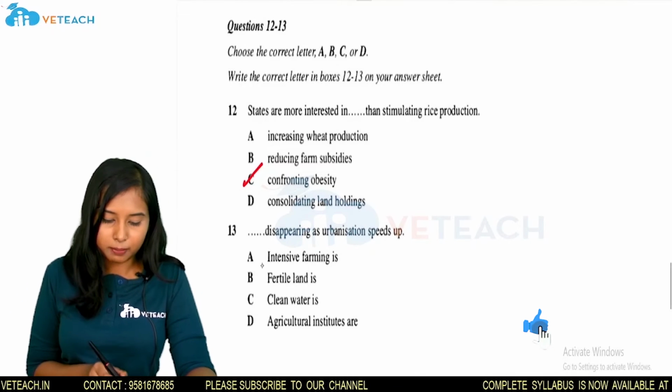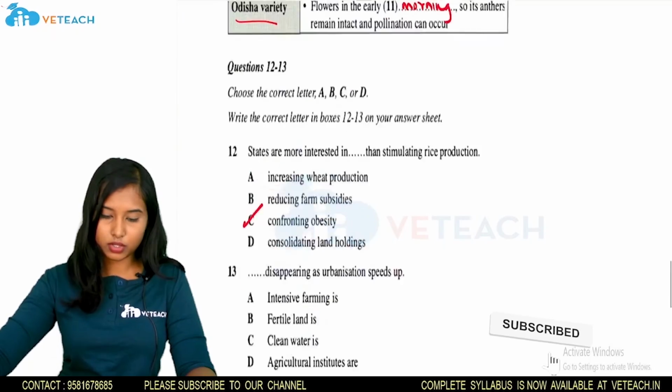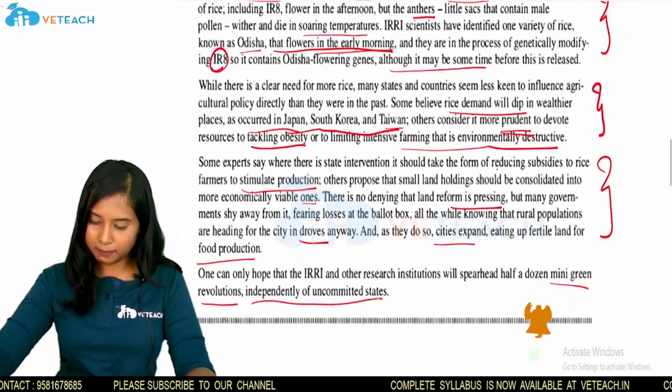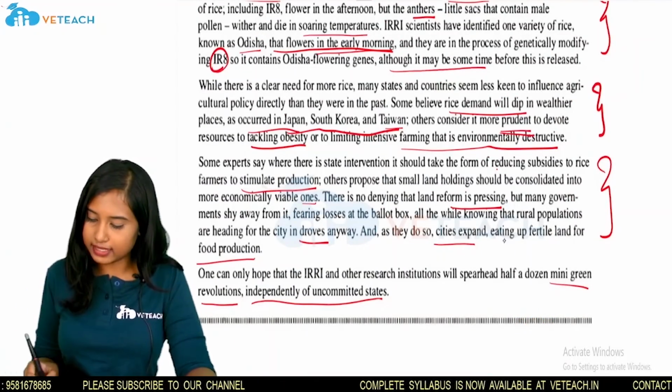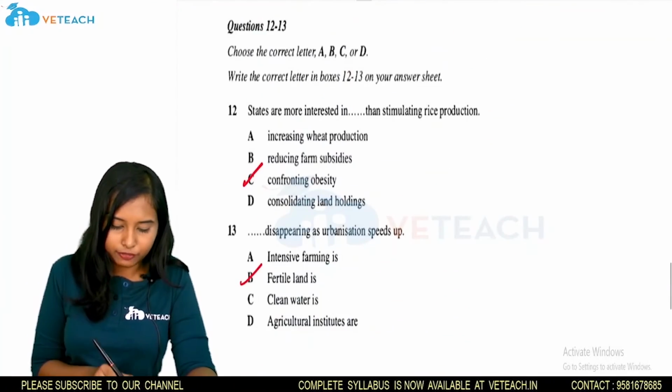Question number 13, blank disappearing as urbanization speeds up. And the answer to this question is given in the same paragraph as before, which says cities expand, eating up fertile land. So the answer to this question is option B, fertile land.